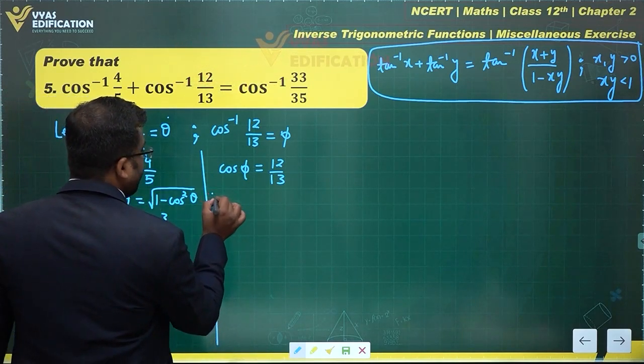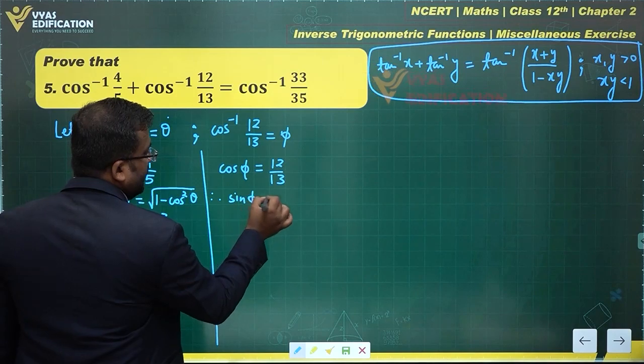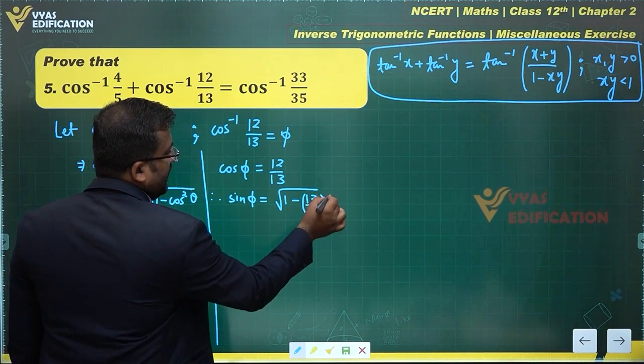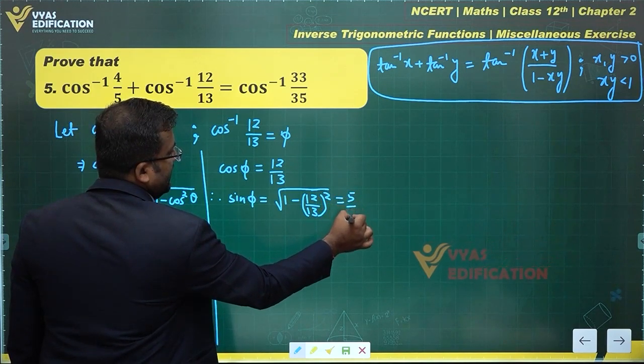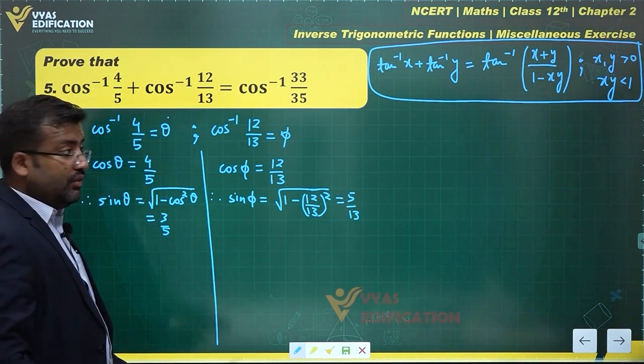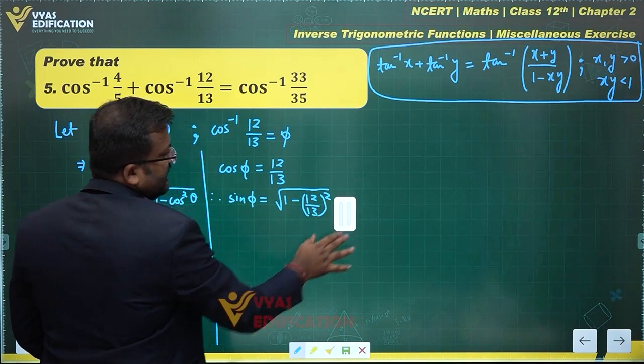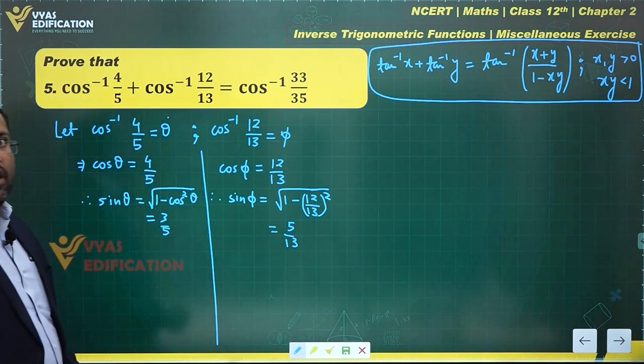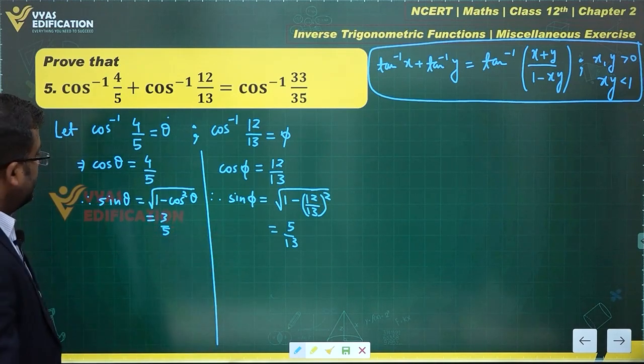Therefore, sin phi will be equal to under root of 1 minus 12 by 13 whole square. What does that give me? This is 5 by 13. You can write that very easily if you remember the Pythagorean triplets: 5, 12 and 13. That's what you're looking at.